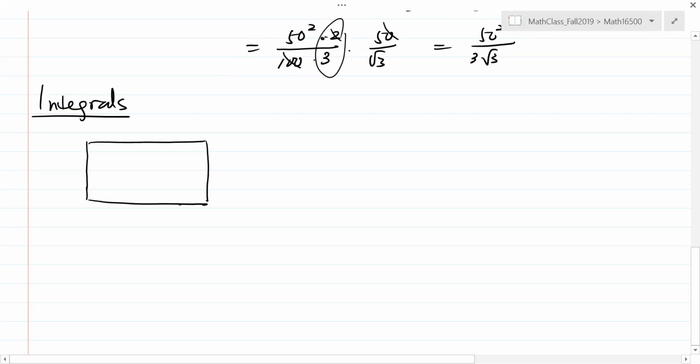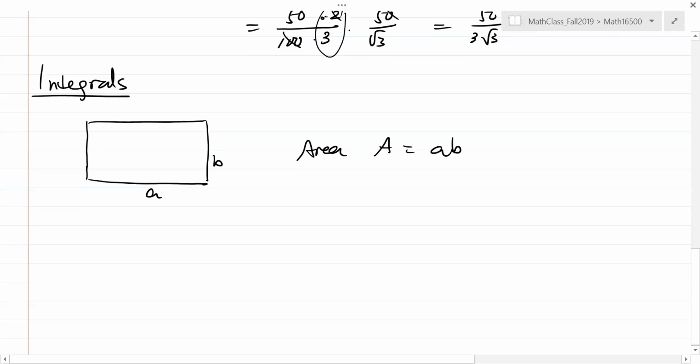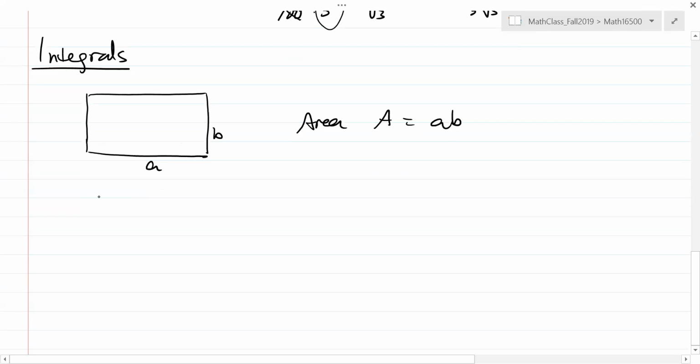So we introduce the so-called area. If this side is A and that side is B, the area tells you how large the cake is. So A times B. And the geometric meaning of A times B, if you divide the rectangle into pieces, tells you how many unit squares there are.